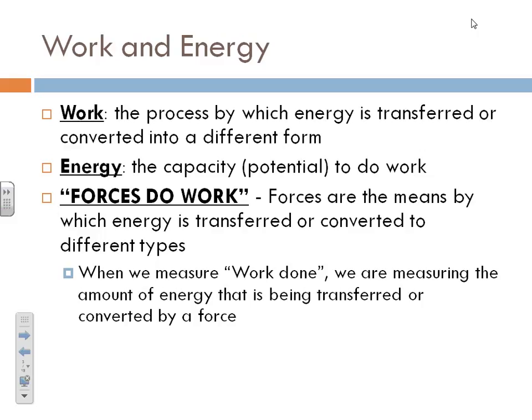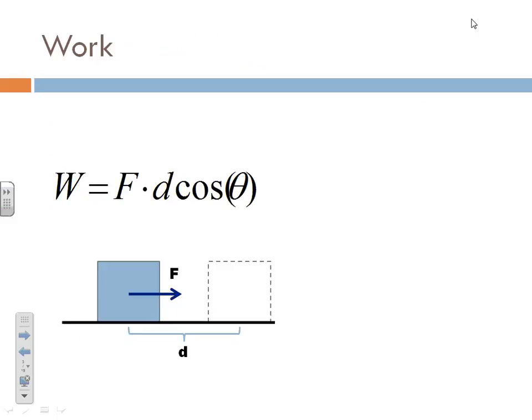So when we measure the work that's actually being done, we are measuring the amount of energy that is being transferred or converted by a force. So work is the process. It's the measurement of how much energy is actually being transferred. Energy is the thing that's actually being transferred. So energy itself is the ability or the capacity to get something done. So we often say when work is done, energy is the currency.